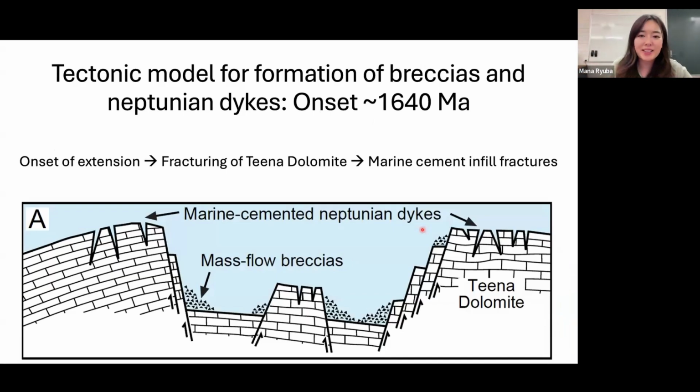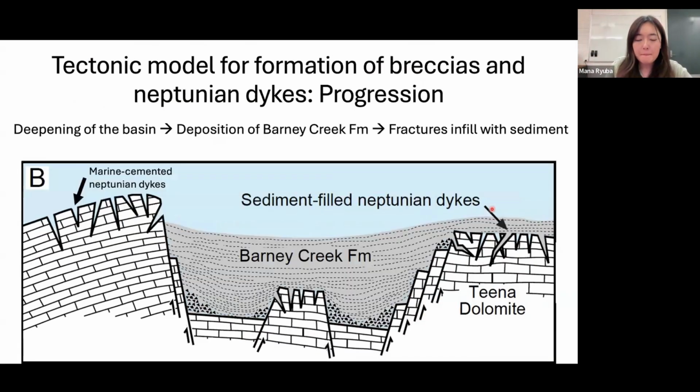So this is what we suggest. We suggest that the Neptunian dykes and the breccias in the Teena Dolomite represent the onset of an extensional tectonic event at about 1640 million years ago. So we have the onset of extension, and the seismic activity related to this then fractures the Teena Dolomite on these fault blocks. And those fractures are then open to seawater, so that's where you're forming those marine cemented Neptunian dykes.